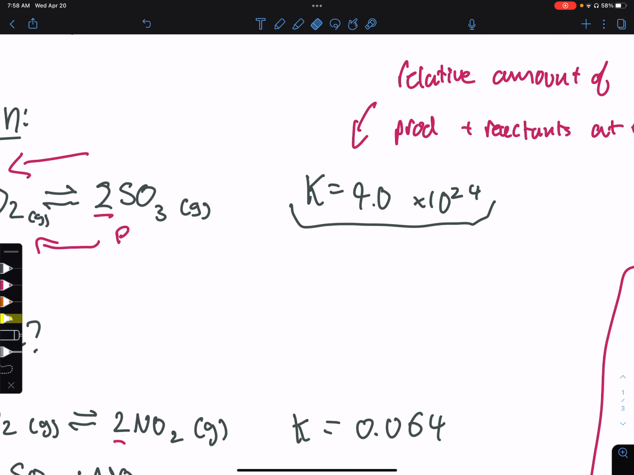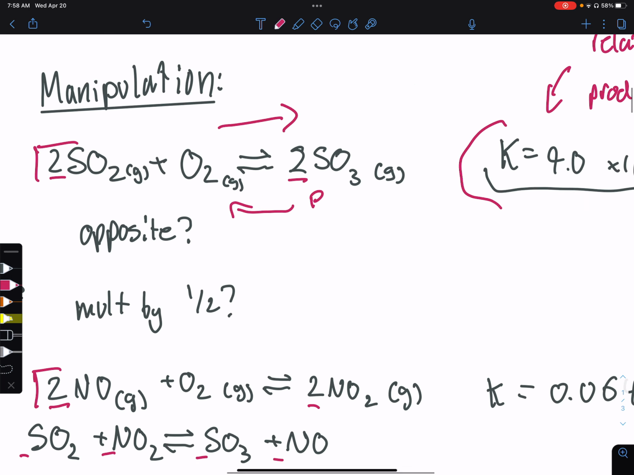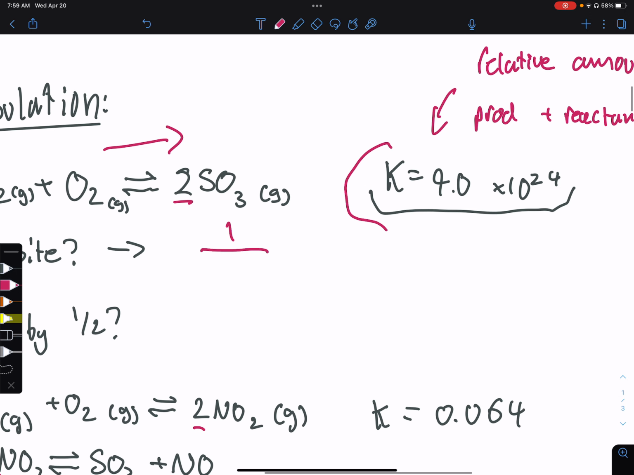So this K value is for this. This K value is for it going this way. All we have to do if you want to go opposite is take the reciprocal. So all it will be is 1 over 4.0 times 10 to the 24th. And that's super easy. That's cool.